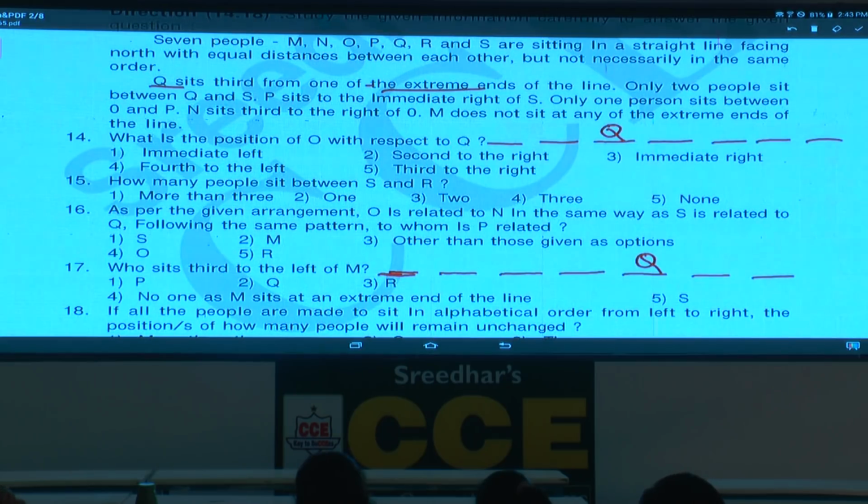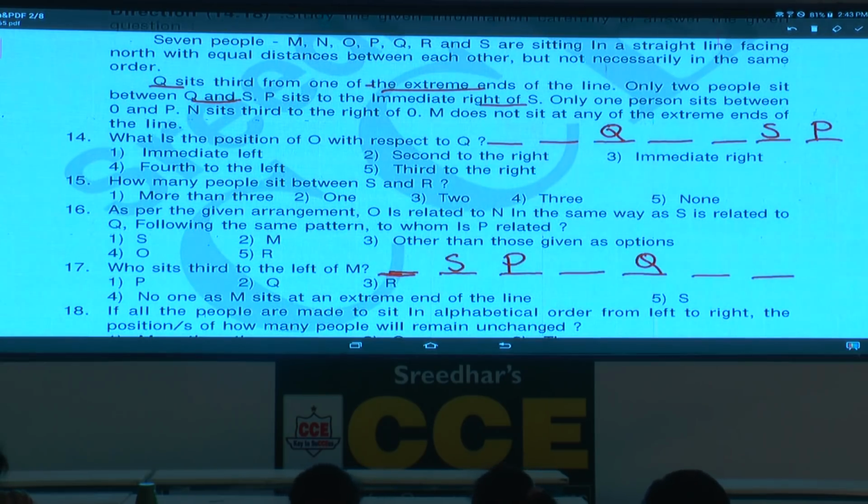Next one, only 2 people between Q and S. How many people in between Q and S? There are 2 people. In case 1, S will be here, and in case 2, S will be second from the left hand. And P sits to the immediate right of S. As P is to the immediate right of S, in case 1, P is at the right extreme, and in case 2, P is third from the left hand.